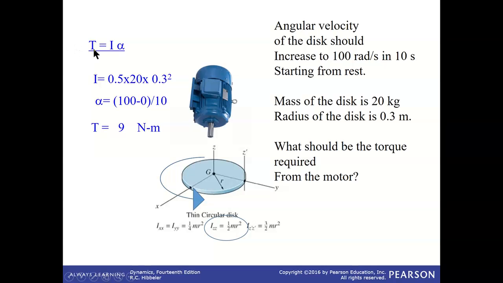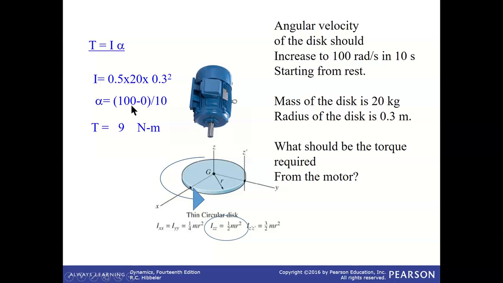We apply this equation, torque T is equal to I alpha, where I is the moment of inertia and alpha is the angular acceleration. This is a circular disk, and we try to rotate it with respect to the z-axis. So its moment of inertia can be calculated using this formula, which is 1/2 mr square. You substitute these numbers: 1/2 is 0.5, the mass of the disk is 20, and r is 0.3 squared. So this is the moment of inertia of the disk. The second term in this equation is alpha, the angular acceleration, which is the rate of change of angular velocity divided by time.